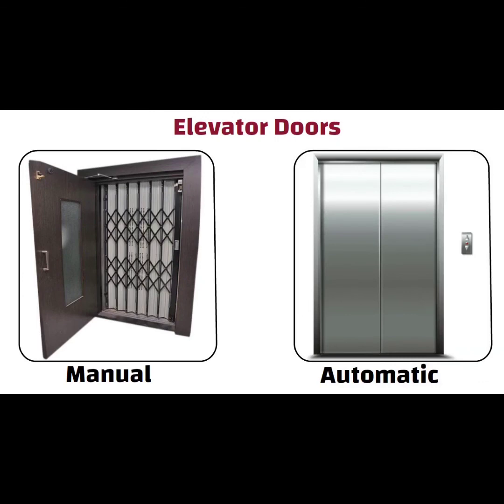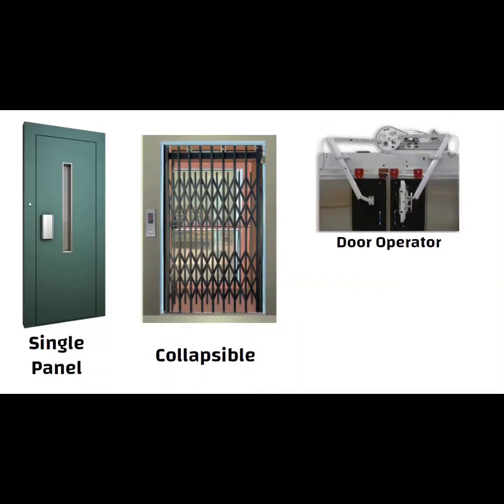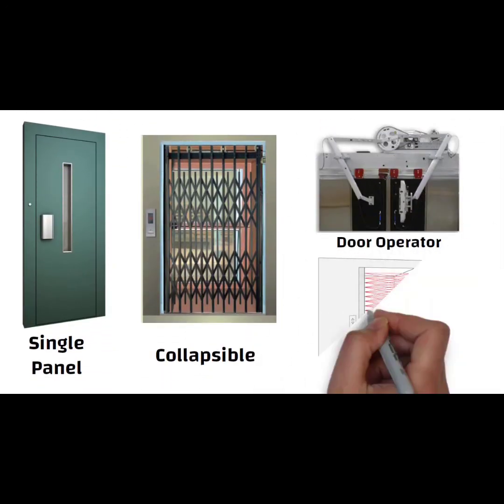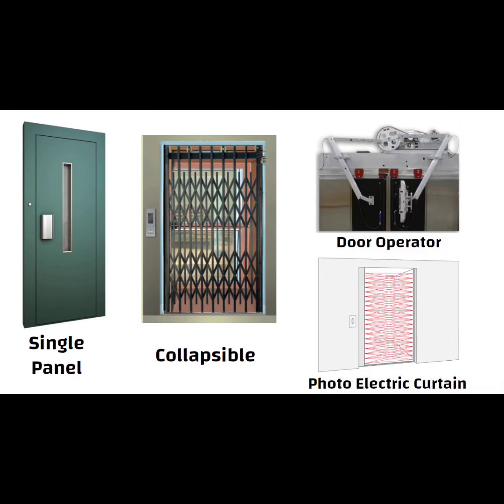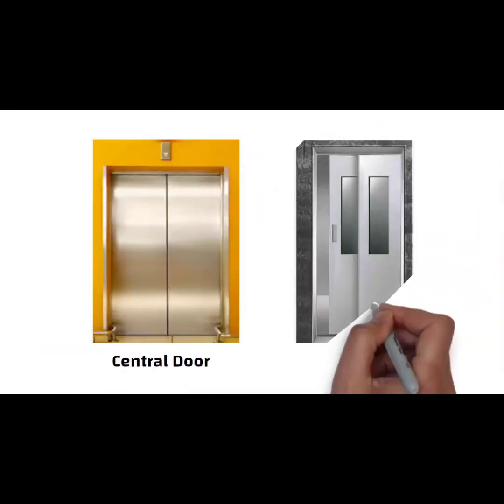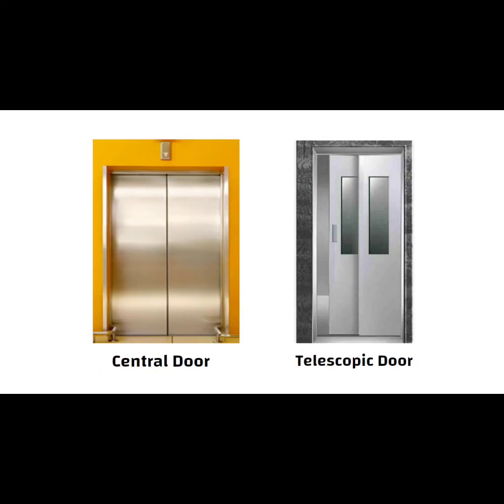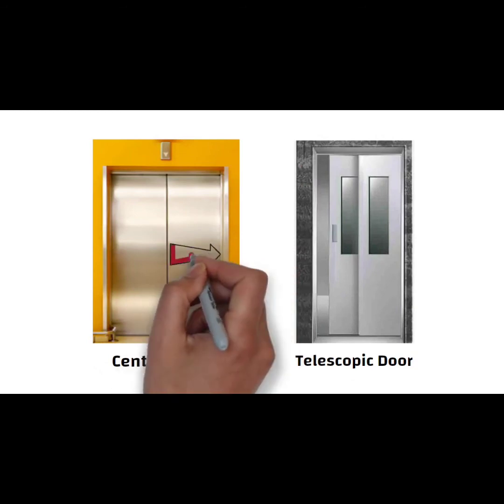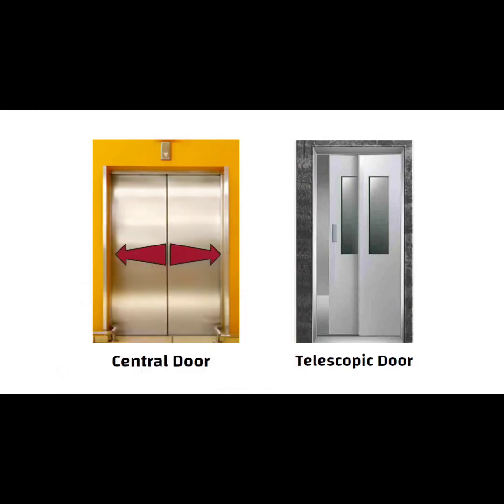Automatic doors. Automatic doors are the type of doors which are automatically opened as they are powered by a door operator and usually have a full height photoelectric curtain to sense the entry or exit of persons. Automatic doors are of two types, central door and telescopic door. In case of central door, during opening or closing, the panels move in opposite directions. Whereas in case of telescopic door, during opening or closing, the panels move in the same direction.